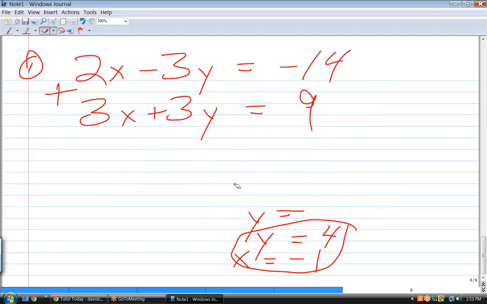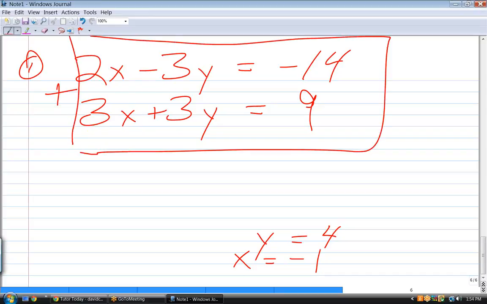there's lots of ways to solve simultaneous equations with two variables. There's the two they've taught you: substitution and elimination. The reason I chose elimination was because both were in standard format, which is to say that the x and the y are on the left side, the numbers on the right.